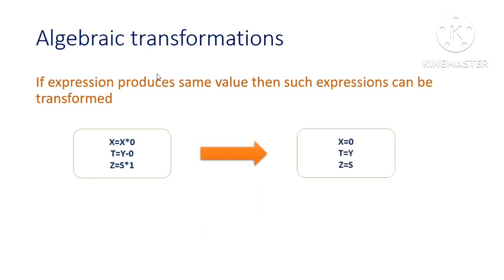Now this can be transformed as, instead of x equal to x star 0, directly assign 0 to it, because anyhow you are going to get 0 as the value. Now t equal to y minus 0, we can directly represent it as y here, because you will always get the y value when you subtract 0 from it. And then z will have the value of s here. So unnecessary expressions can be eliminated. This is called algebraic transformation. So that's about optimization of basic blocks.